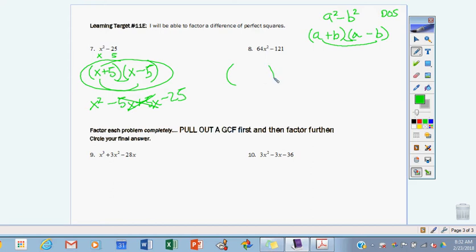Okay, so when we do these, we basically need to get a couple of binomials. We do a plus, we do a minus. Square root of 64x squared is actually 8x, so that goes in both front slots, and then we got 11, square root of 121.